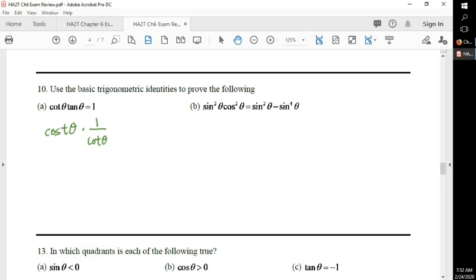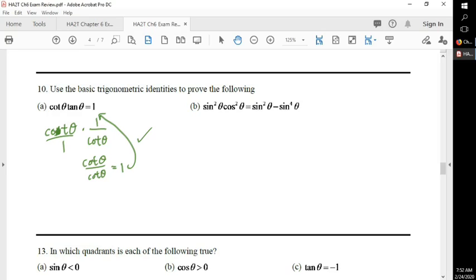Now think about this. If I were to multiply this number to this number, you'd make this over 1, right? Oh, dang it. Why does it say cost? Oops, it's just cot. So if I multiply this guy to this guy, what would I get? 1, because you get cotangent theta over cotangent theta. So that equals 1.